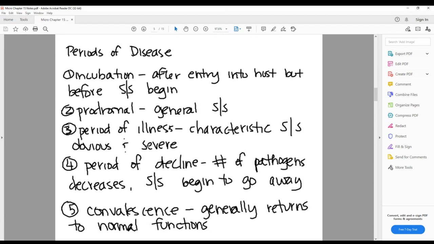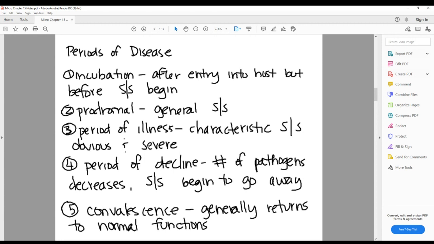And then we get to the period of illness. This is when we have the characteristic signs and symptoms. So these are the obvious signs and symptoms where we have a rash, we have a cough, we have high fever, we have body aches, whatever the characteristic signs and symptoms are of that particular infection.